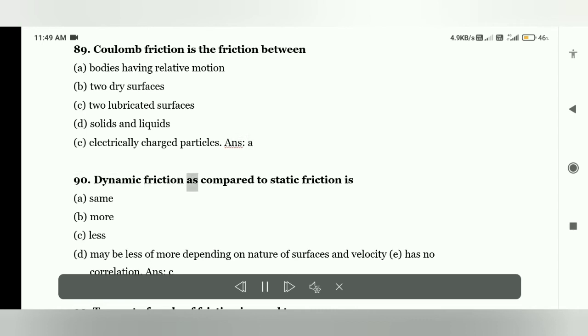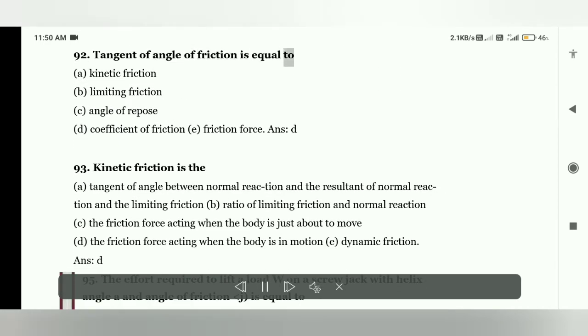90. Dynamic friction as compared to static friction is: A, same; B, more; C, less; D, less or more depending on nature of surfaces and velocity; E, has no correlation. Answer: C. 92. Tangent of angle of friction is equal to: A, kinetic friction; B, limiting friction; C, angle of repose; D, coefficient of friction; E, friction force. Answer: D.